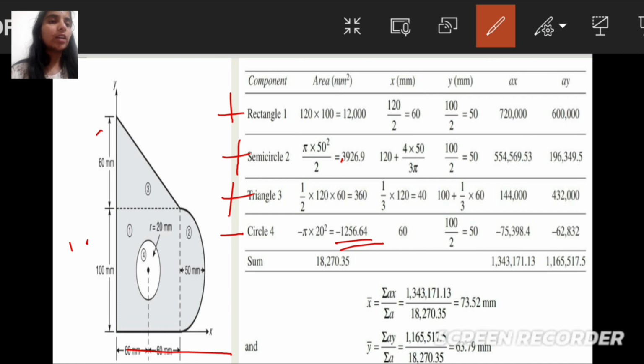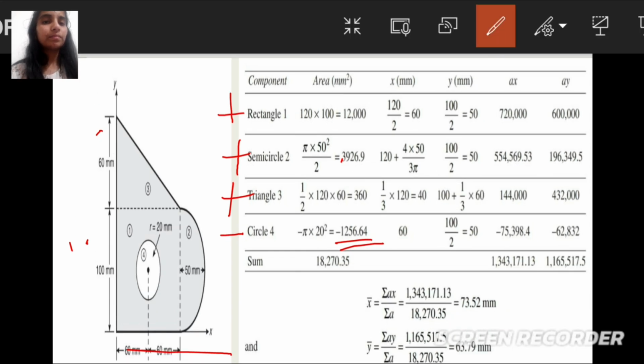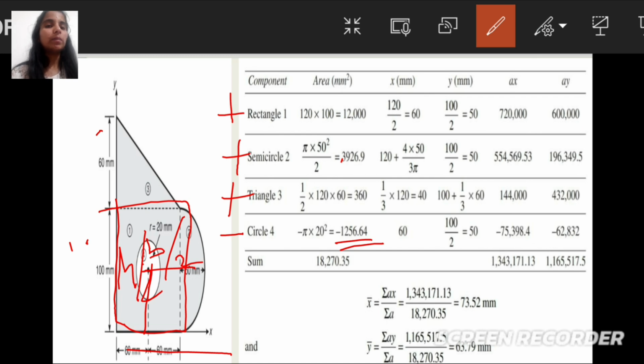Now let us find out the centroidal distance of x-axis of the rectangle. In this, the centroidal axis in the x-axis will be b by 2 and in the y-axis it will be h by 2. Now we have to find the centroidal distance of x-axis. It will be b by 2, that is 120 divided by 2, we get 60.